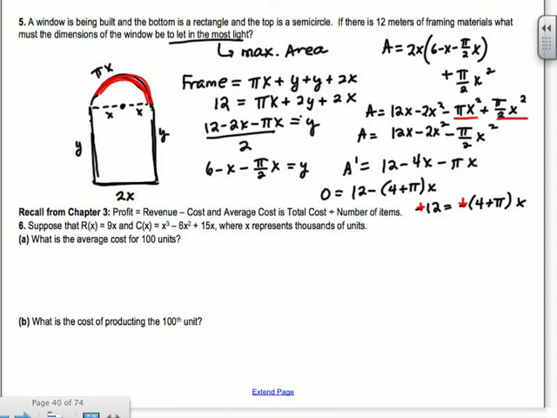Now make sure if you're putting this into your calculator, so if you're finding the decimal answer, you put 4 plus pi in parentheses. So you should get x equals 1.680. Store it just in case you need it, so store as A. So write A next to it.